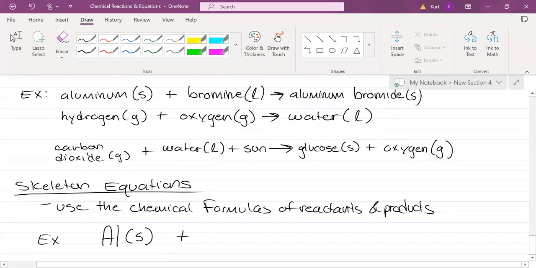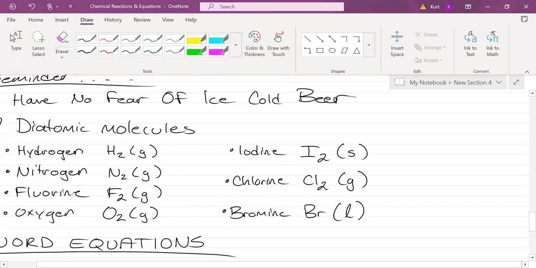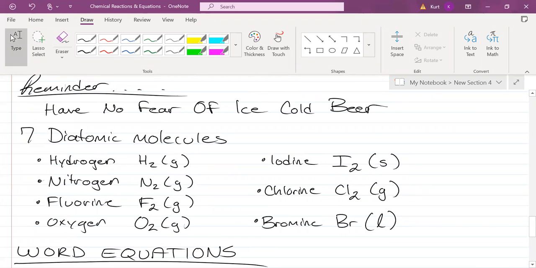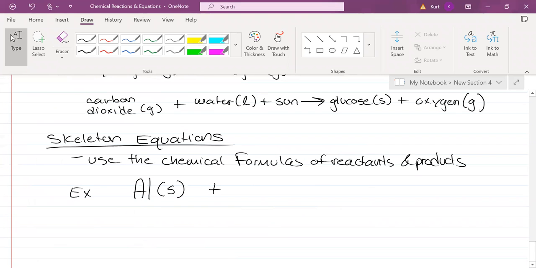Okay, next. It says aluminum reacts with bromine. Max, how do I write bromine? Br. Nope. Have no fear of ice cold beer. What did I say up here? Br. See, I told you. I'm just using that for an example, Max. I would wager all of you have that little realization: oh, it's diatomic. You got to catch yourself with those. So tell me again, Max, what is it? Br. No.